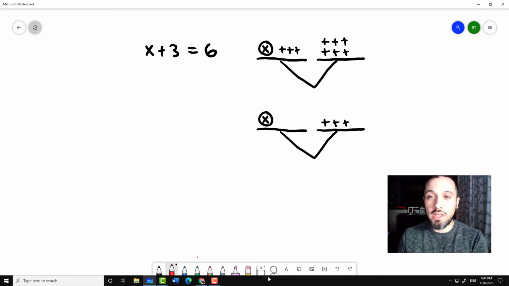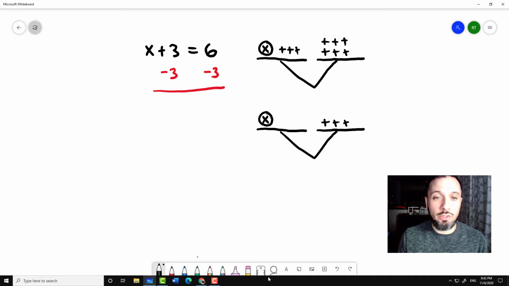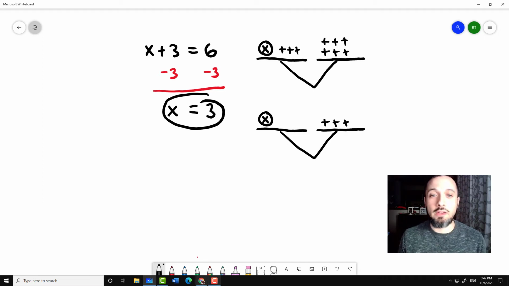We ended up taking away 3 pluses from one side and 3 pluses from the other side. So in other words, I took away 3 from the left side, and I also took away 3 from the right side. Again, that is going to keep the equation balanced. By doing the same thing to both sides, it stays balanced. And then after we took away 3 from each side, what was left? Well, I was left with an x on one side and 3 on the other side. And that would be my final answer.